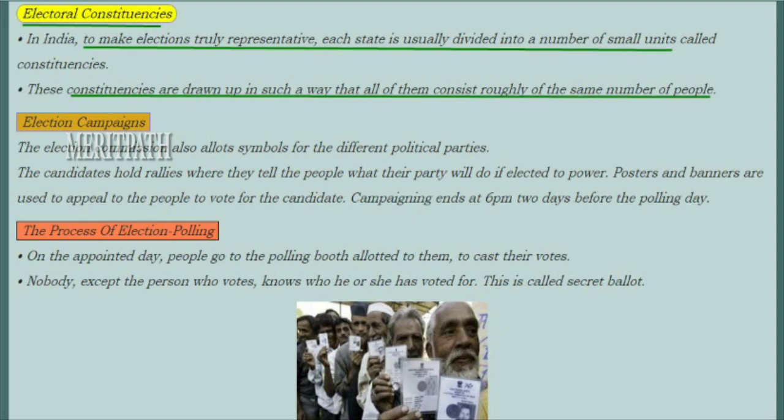Next is Electoral Constituency. In India, to make the elections truly representative, each state is divided into small units called constituencies. Constituencies are drawn in such a way that all the constituencies contain the same number of people.